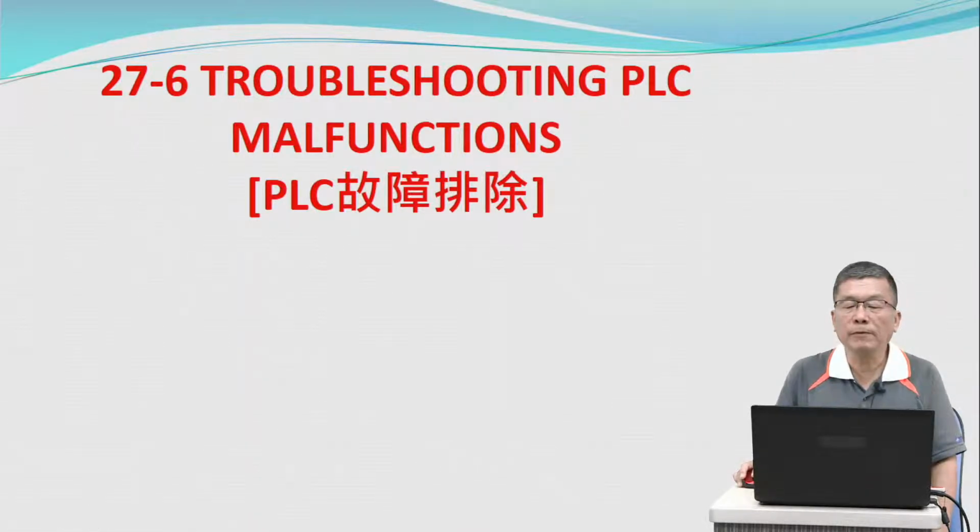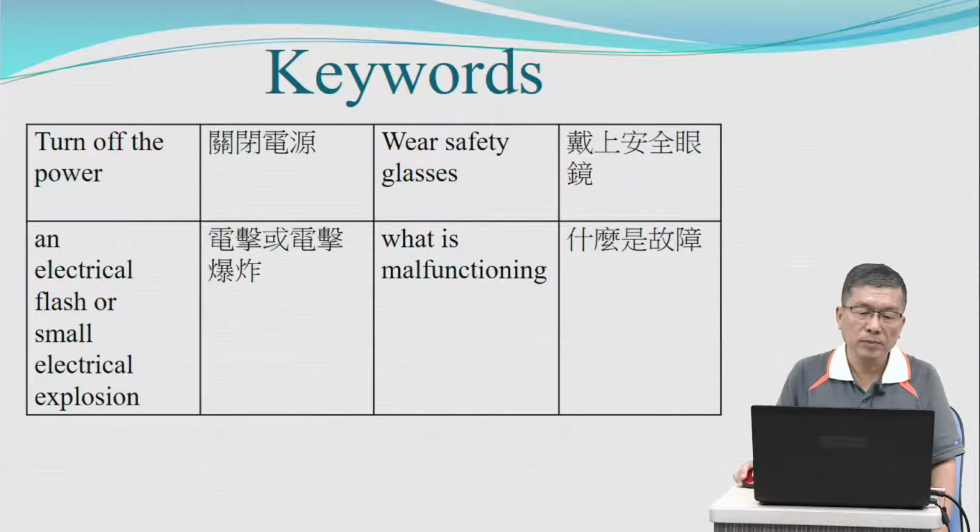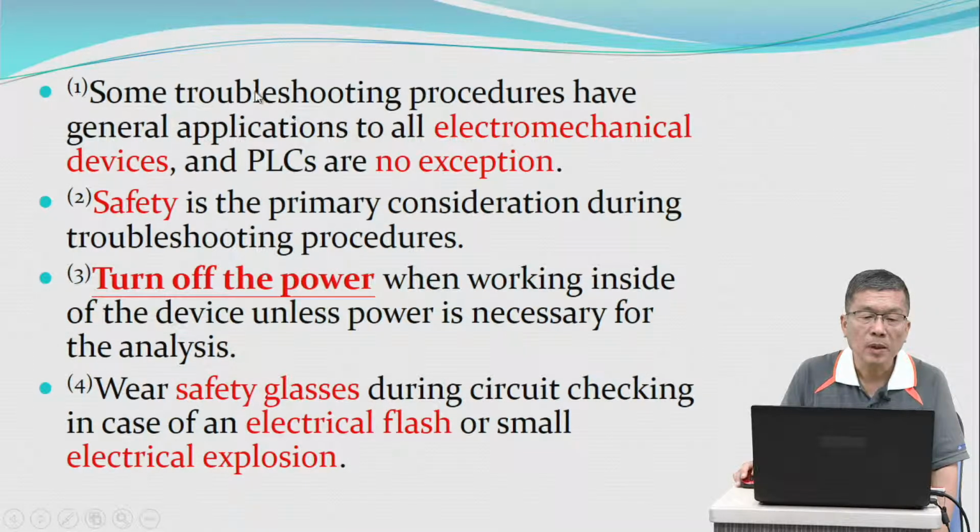Troubleshooting PLC malfunction. Keywords: turn off the power, wear safety glasses, an electrical flash or small electrical explosion. What is malfunctioning? Some troubleshooting procedures have general application to all electromechanical devices, and PLCs are no exception.